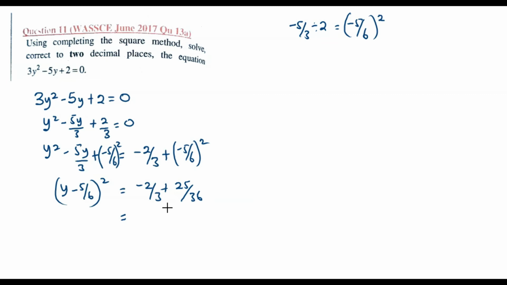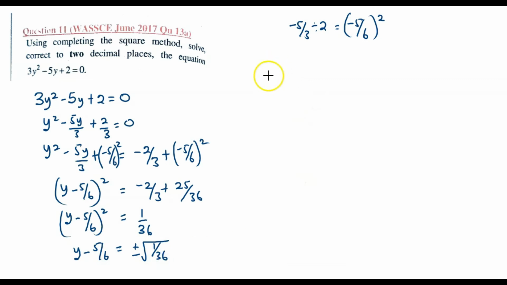And that gives us an answer of 1 on 6. So we have 1 on 6, 1 on 36 on the right hand side. So we still repeat our y minus 5 on 6 all squared. Now making y the subject, we're going to square root both sides. So we have y minus 5 on 6 equal to plus or minus square root of 1 on 36.